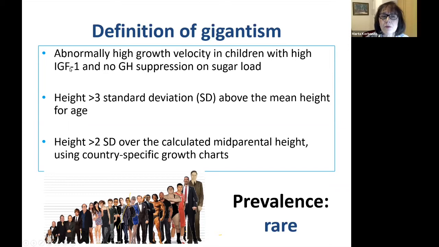And then growth hormone stimulates another hormone called IGF-1. And the level of this one will also be high in patients who have the disease. And then we can also look at height standards. So either 3 standard deviation above the mean height for that age, or you can take into account the parents' height or the height of the average people from that genetic background from that country. And then you can have these 2 different criteria. And gigantism otherwise is an extremely rare disease.